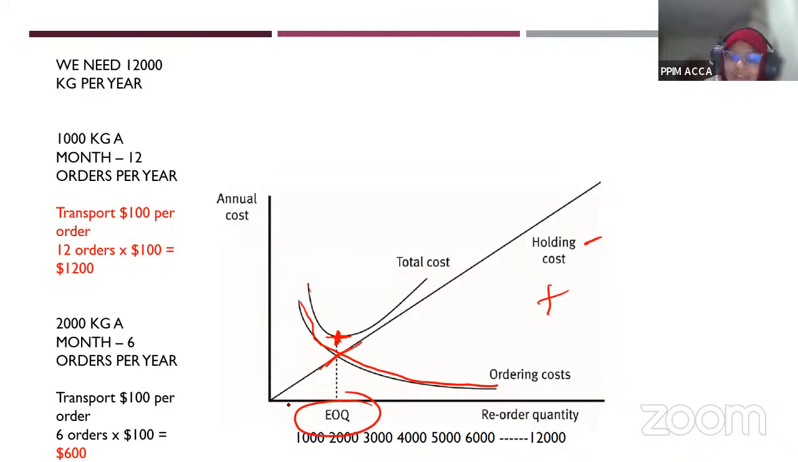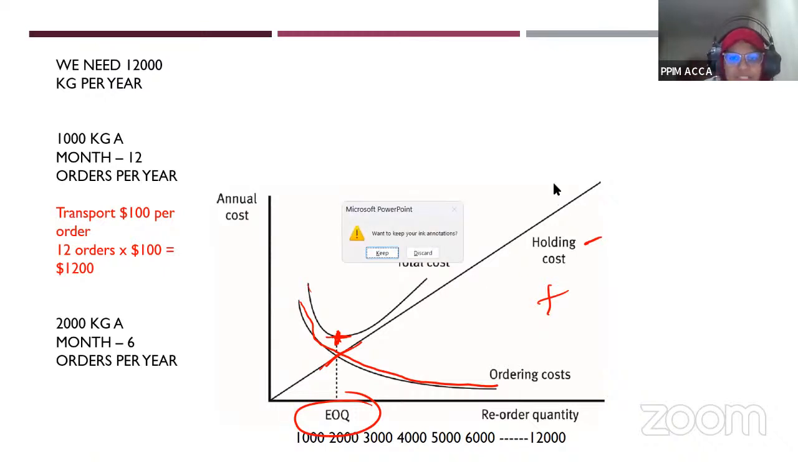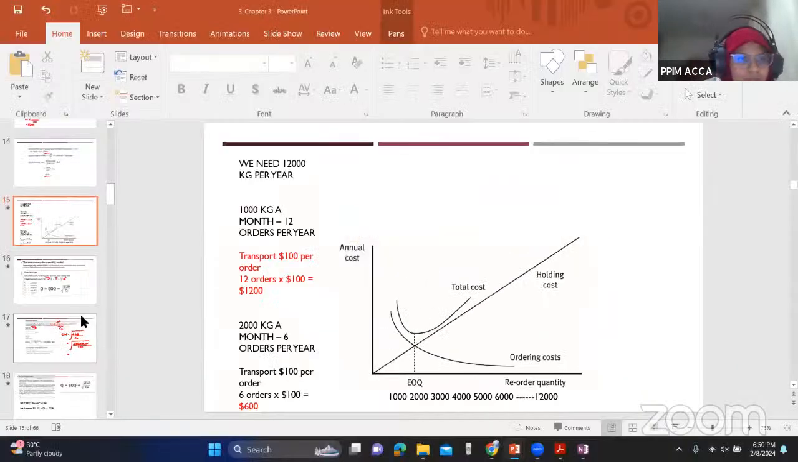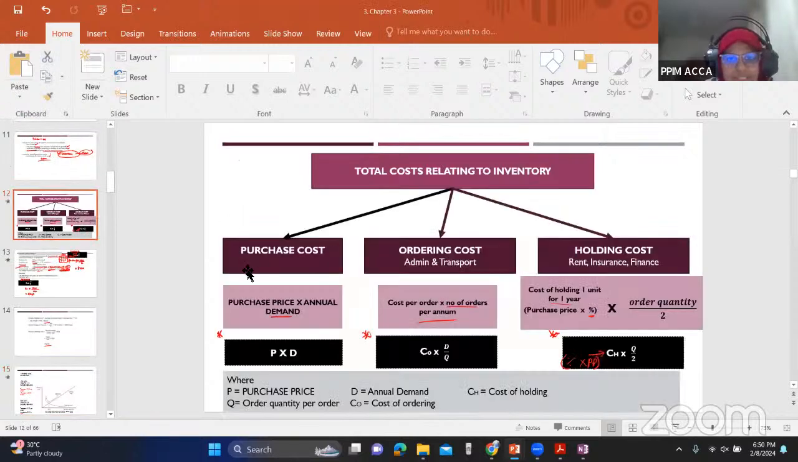So basically, there were three costs that we spoke about. The purchase price, I told you to take it down. The purchase cost, the ordering cost, and the holding cost. So the EOQ is where the addition of all three will be the minimum. If you order at any other quantity other than the EOQ, it will definitely be more than how much you calculated if the quantity was the EOQ.